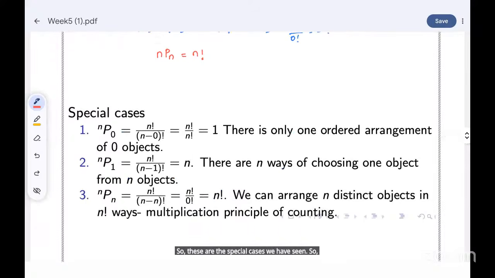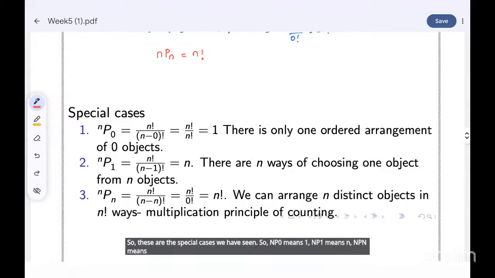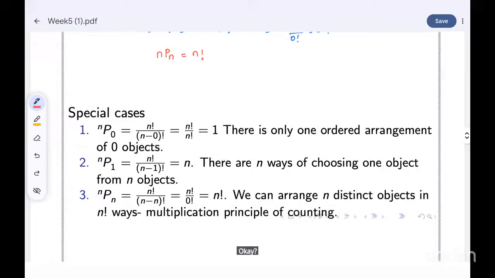So nP0 means 1, nP1 means n, and nPn is n factorial. And we have seen different examples to understand this. Okay.